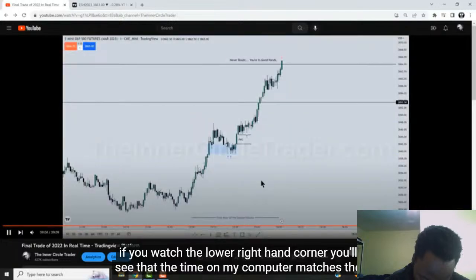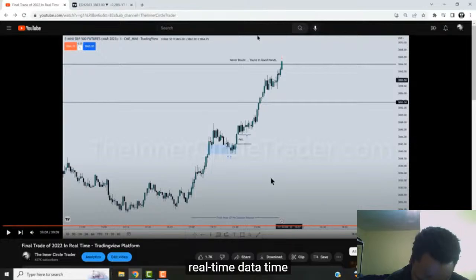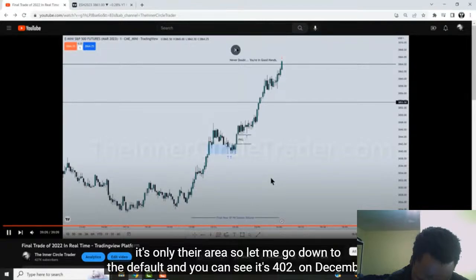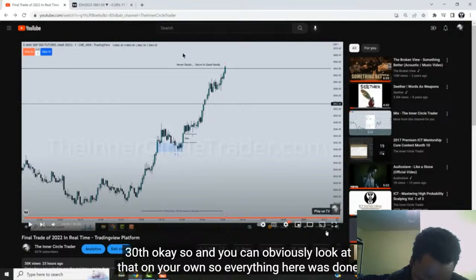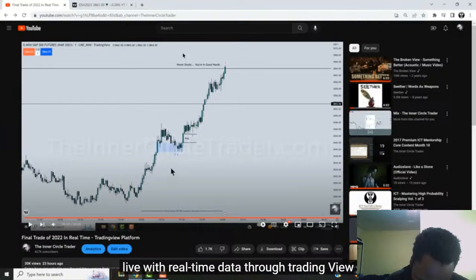If you watch the lower right-hand corner, you'll see that the time on my computer matches the real-time data time just as I close TradingView. There you go. Let me go down to the default. You can see it's 4:02 on December 30th. You can obviously look at that on your own. So everything here was done live with real-time data through TradingView.